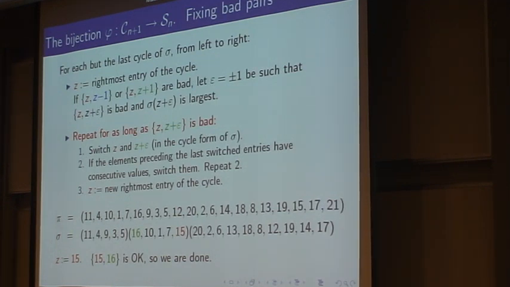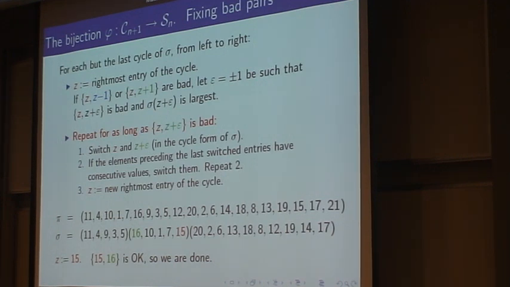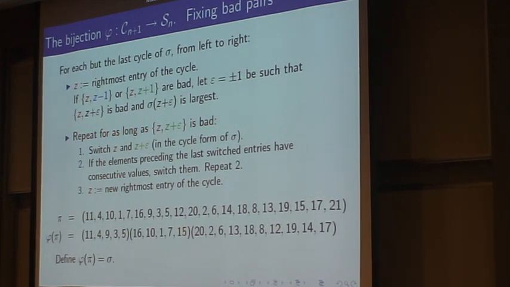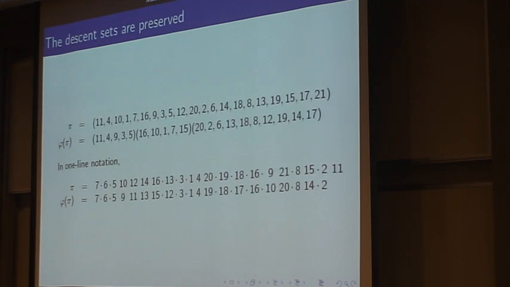So there are some things that are relatively easy to check. One is that this algorithm always ends, and that the descent set is preserved. Those are relatively easy. What's harder to show is that this is invertible, but it is. One can also show it's a bijection. Okay, so this is what we define as sigma of pi.